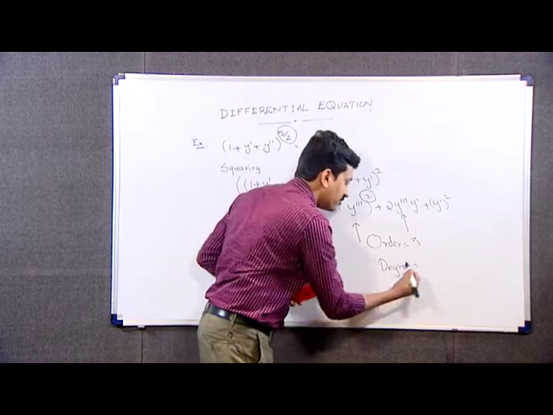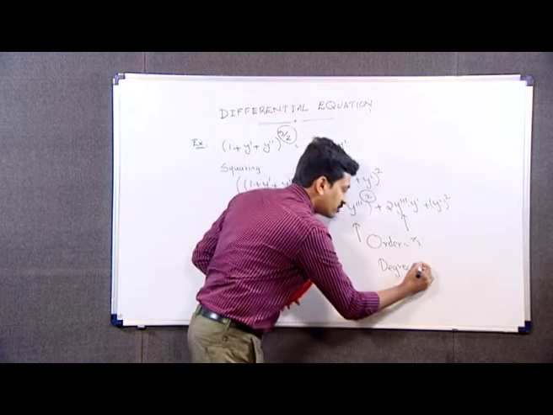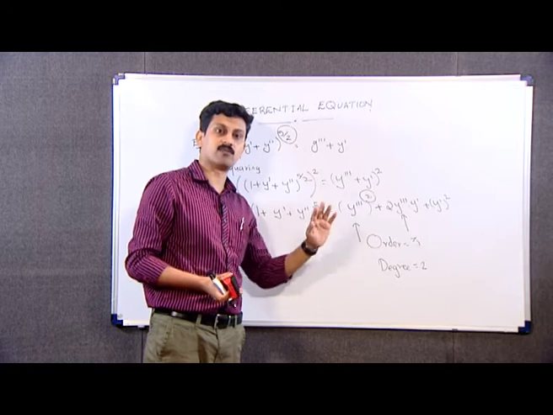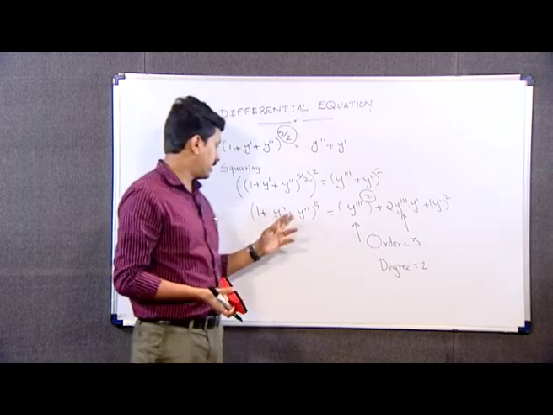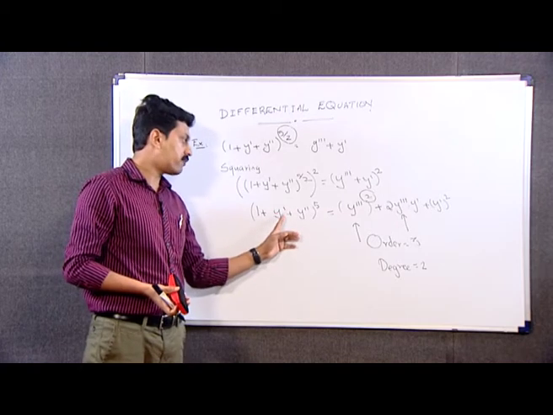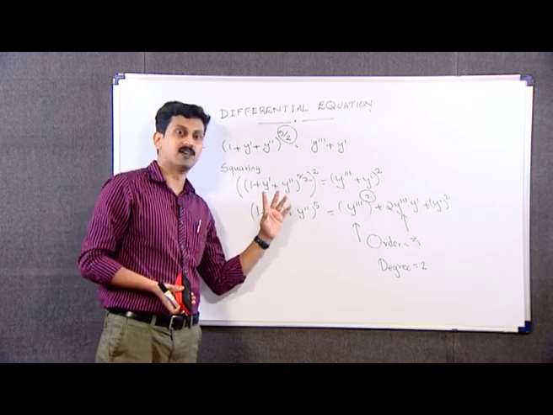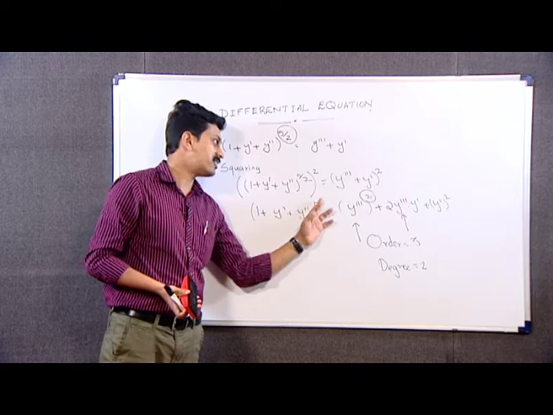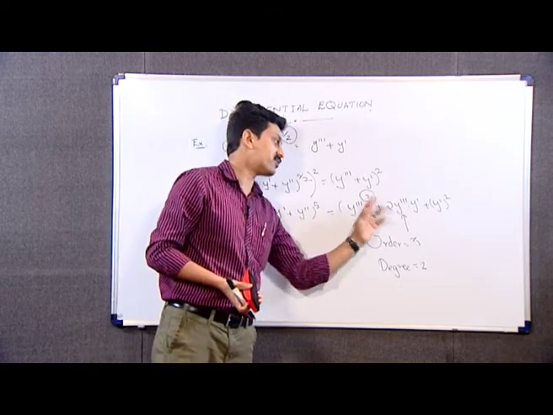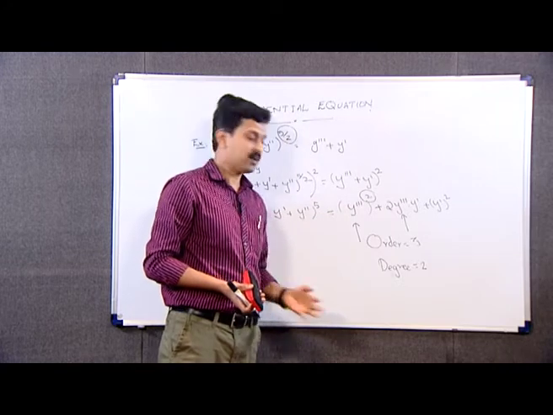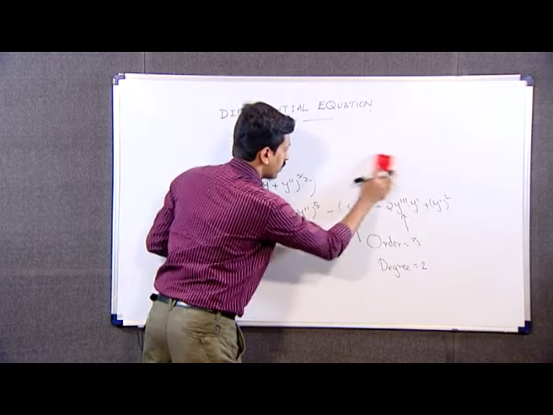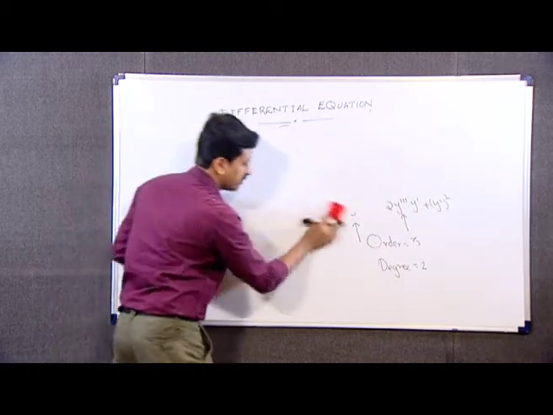is equal to 2, the maximum power or highest power of the highest order derivative. See here, while expanding this you will get power 5 for y dash and power 5 for y double dash, but even though that is not the degree because the highest power of the highest order derivative is equal to 2. Now, we can move to one more example.